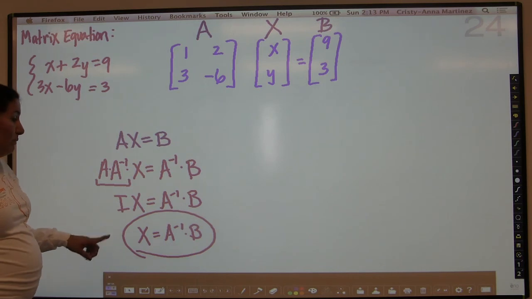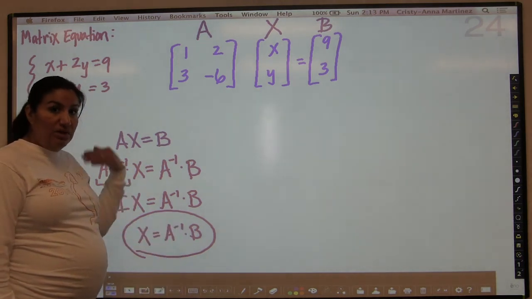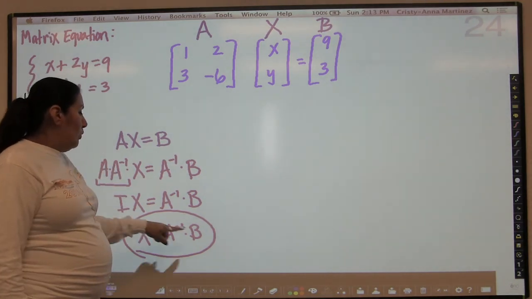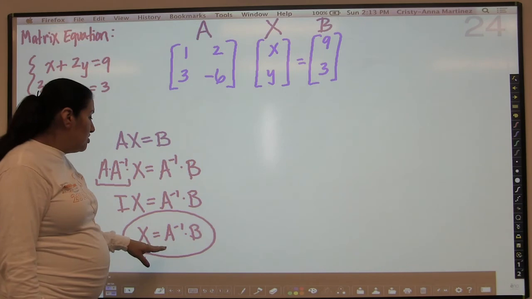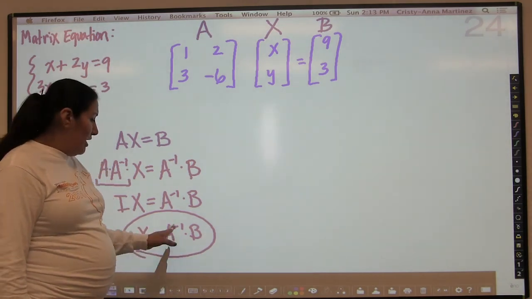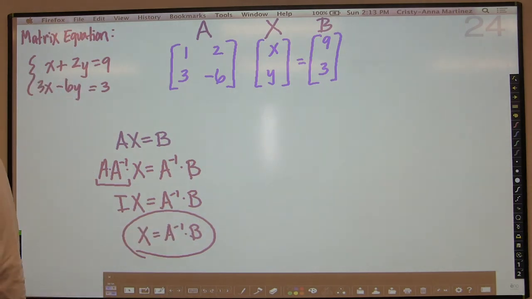Now it's very important that you recognize that the order in which you multiply matters. We talked about that in the previous 3.6 actually, where it does matter which order you multiply in. So if you take B times A inverse, you will not get the right answer. It needs to be A inverse times B. It needs to be in that order. Okay? So according to this, we can find our answer.